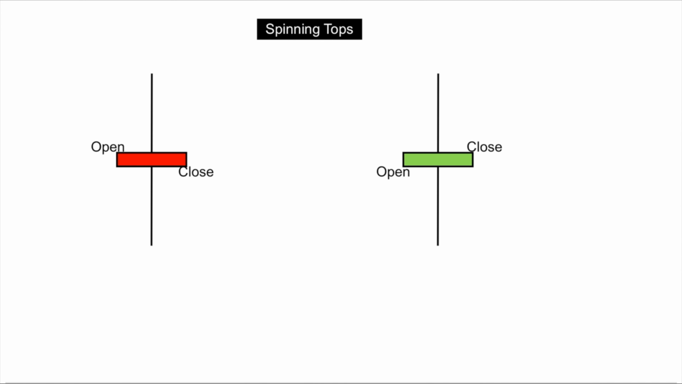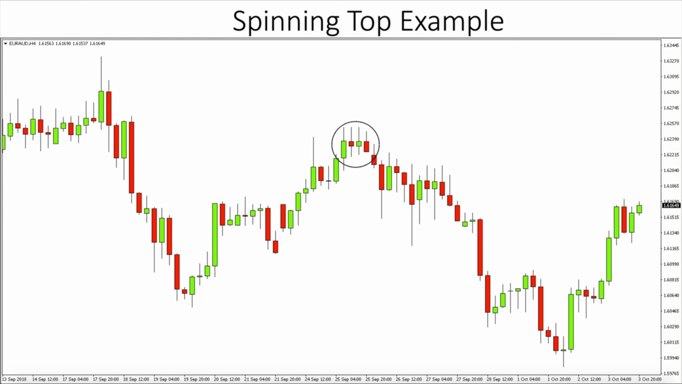The next indecision candle we're going to look at is spinning tops. Spinning tops are similar to dojis, however they have a body. The open and close is at a similar level, so there is a small distance between the open and close. Let's look at some examples of spinning tops. We can see for Euro Australian dollar, price was moving up in a bullish trend. We had 2 spinning tops here and price has pulled all the way back down.